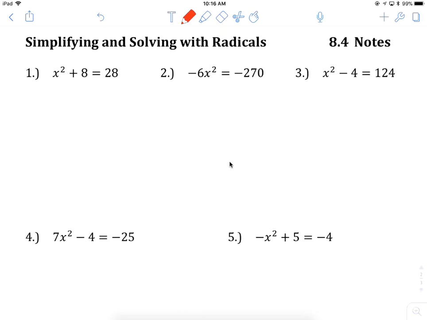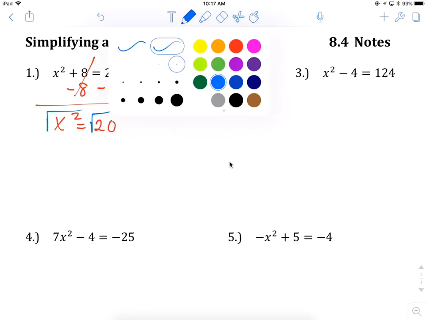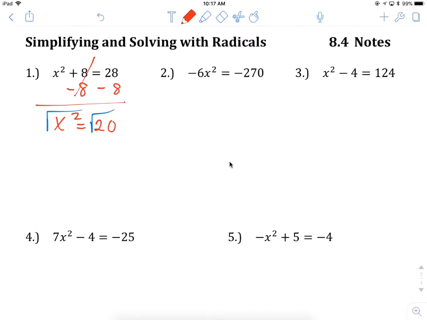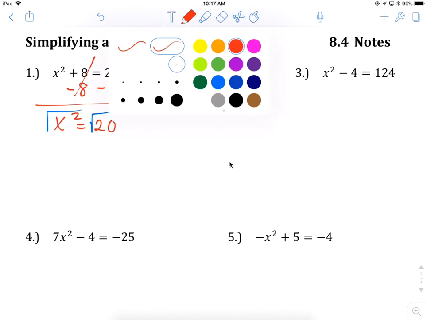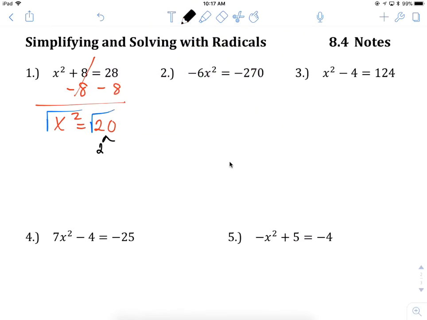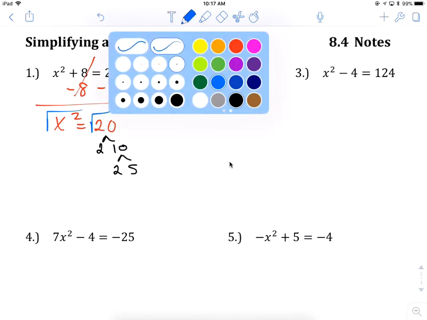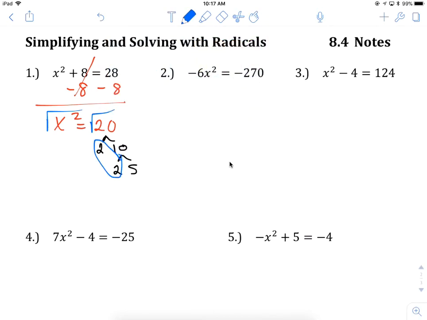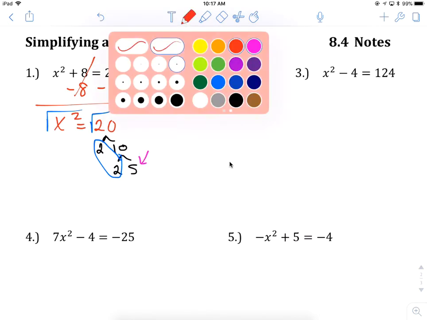Let's look at that. We're subtracting 8 from both sides because we're trying to solve for x. X squared equals 20. Just like before, we're going to square root both sides. But right now, 20 is not a perfect square. So we're going to pull that same idea back out. We're going to do 2 and 10, 2 and 5. We're going to circle up our dates and note our singles. Now we can write a final answer.